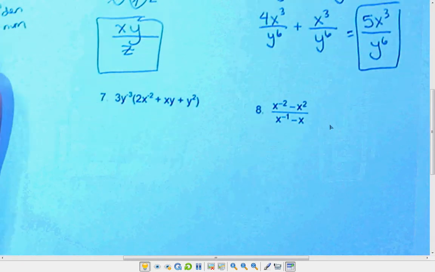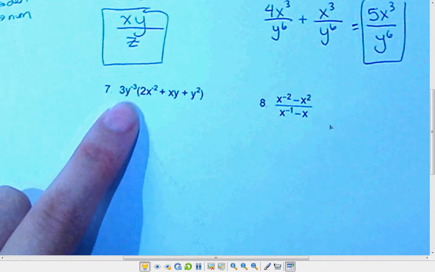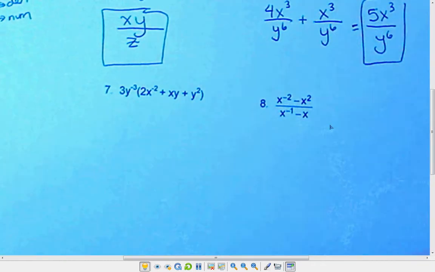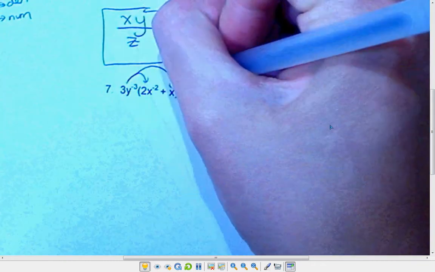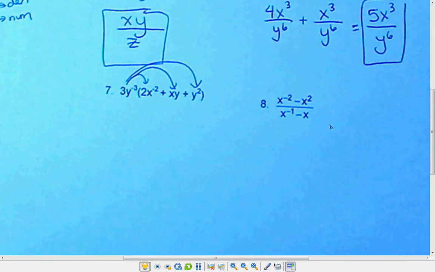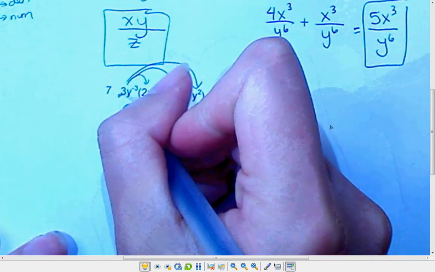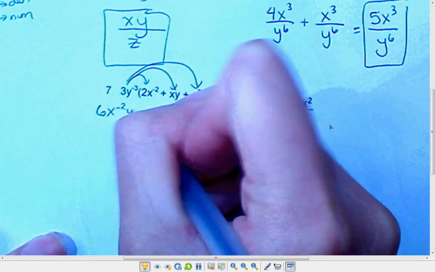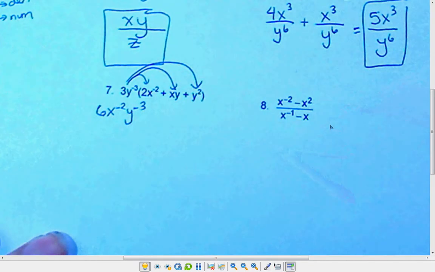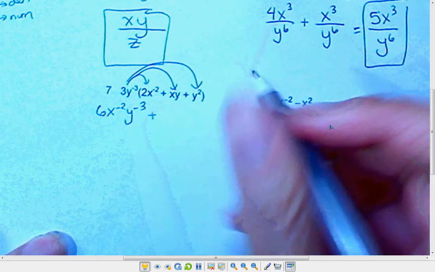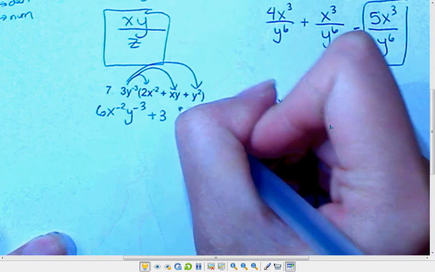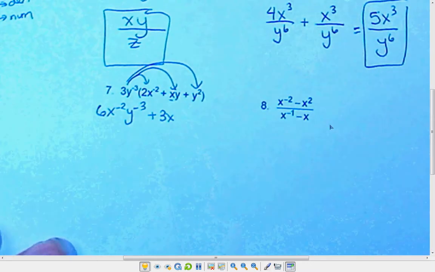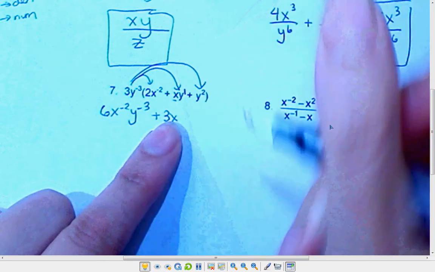Okay, number 7. So for this one, the 3y to the negative 3 is outside the parentheses. So my first step here is going to be distributing this to all 3 terms. So when I distribute, I have 3 times 2 is 6. I have x to the negative 2, y to the negative 3. They're different bases, so I can't combine those. Plus, there's a 3 here, so we have 1x. We have 1y, this is y to the 1.